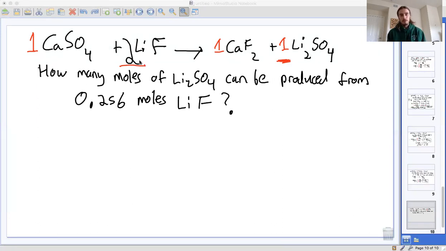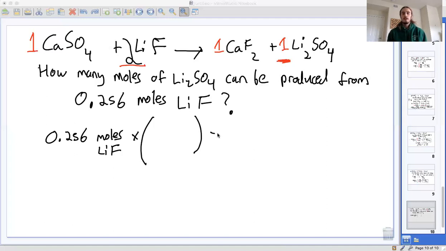But we're not starting off with 2. Instead, we're starting off with a much smaller number. We're starting off with 0.256. So we're going to have to scale this recipe down now. We're actually going to have to make this smaller, right? So let's see. We're starting off with 0.256 moles of LiF. We want to convert to moles of Li2SO4.